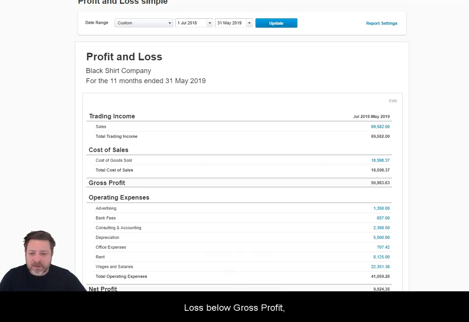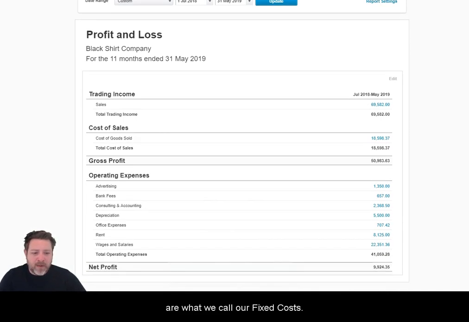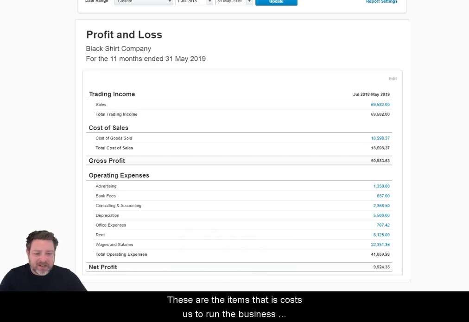Everything in our profit and loss below gross profit are what we call our fixed costs. These are the items that it costs us to run the business, like our rent, our salaries, advertising. When we take them all away from our gross profit, we end up with our net profit.